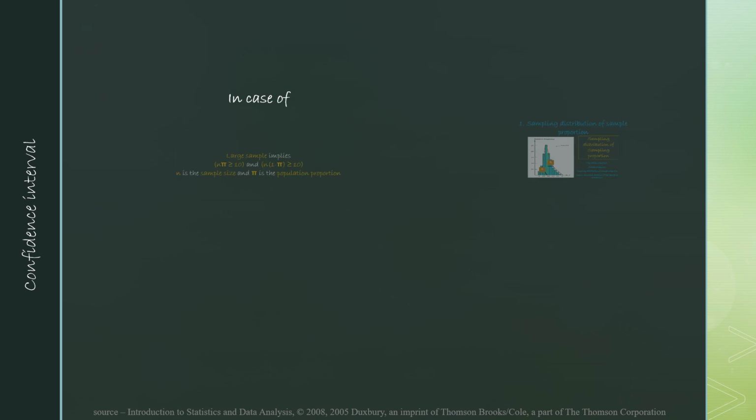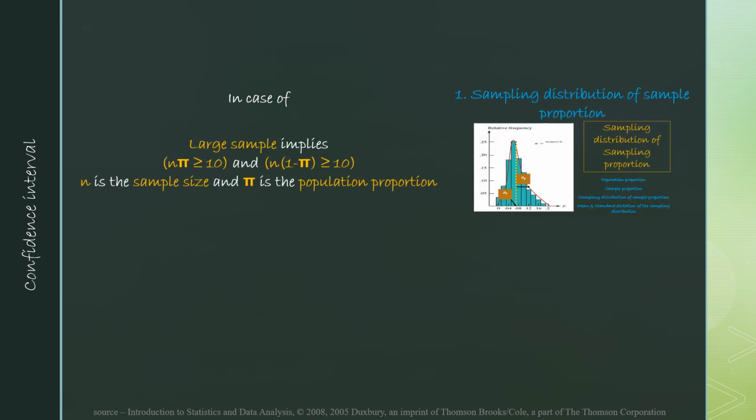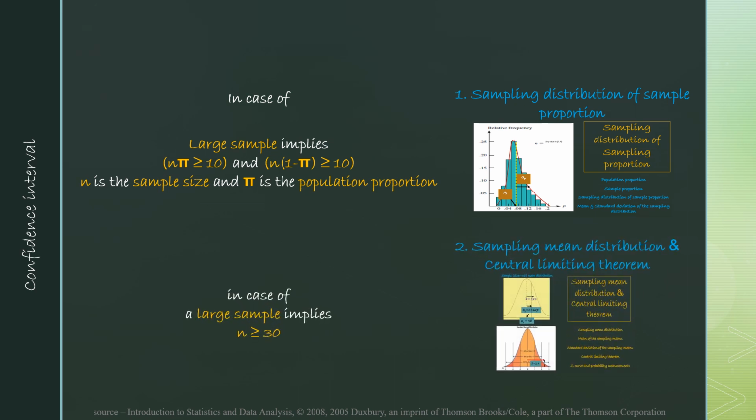Accordingly, in case of sampling distribution of sample proportion, a large sample implies n pi is greater than or equal to 10 and n multiplied by 1 minus pi is greater than or equal to 10, where n is the sample size and pi is the population proportion. Similarly, in case of sampling mean distribution, a large sample implies n is greater than or equal to 30.